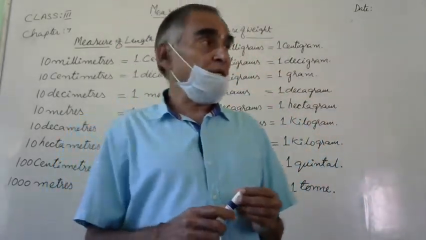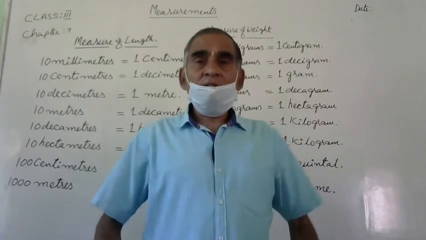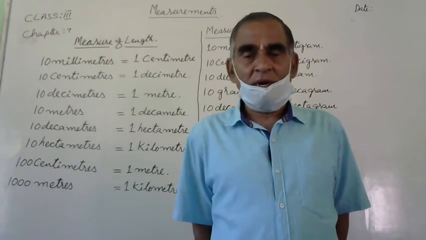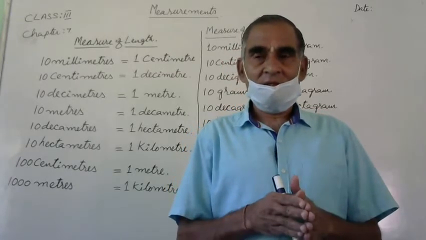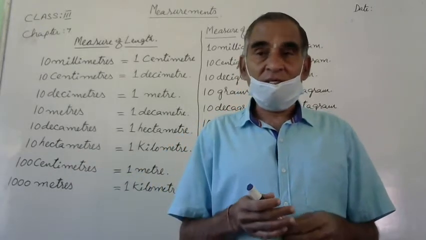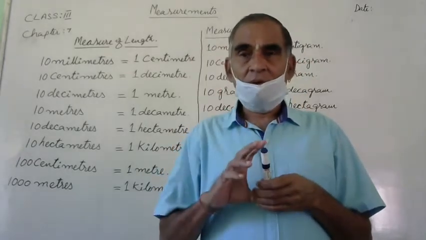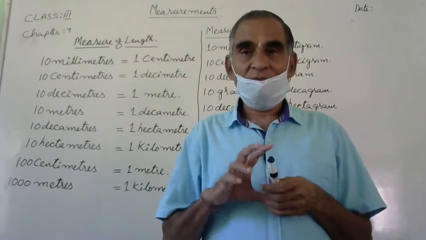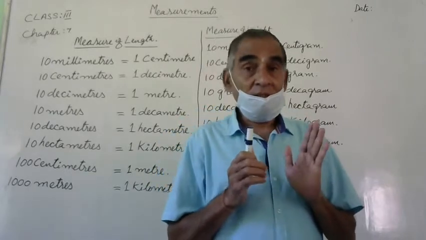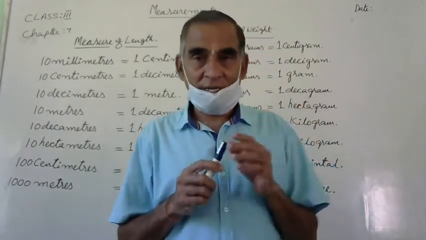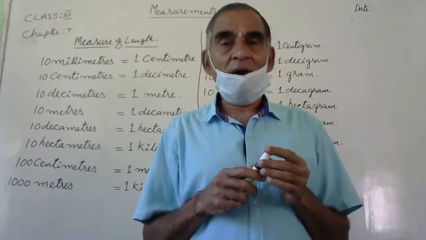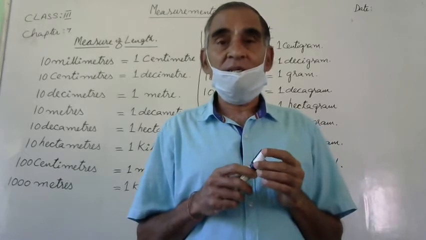Chapter 7, Measurements. Standard measurements mean measuring objects: length, that is lambai; weight, that is bhari; and capacity, how much a bottle can hold, water or any liquid. Length, weight, and capacity have basic measuring units.